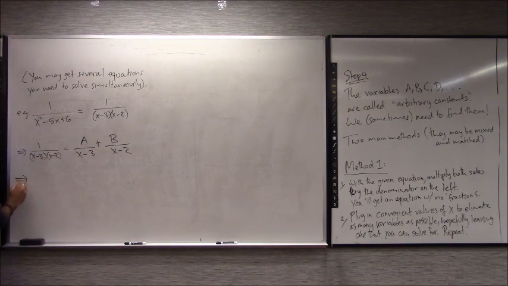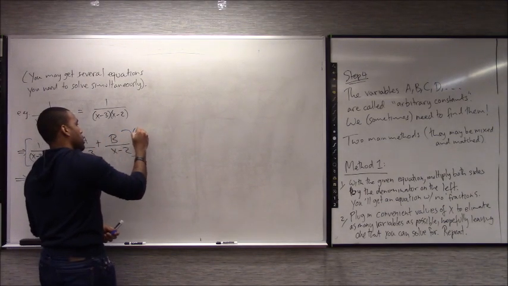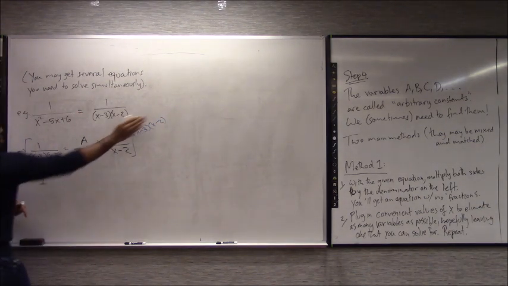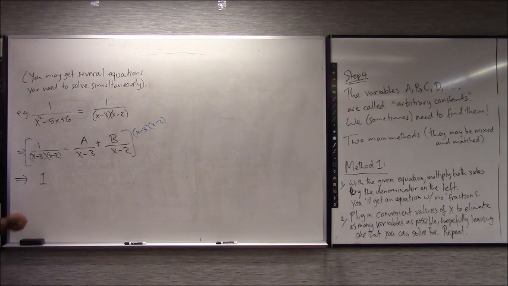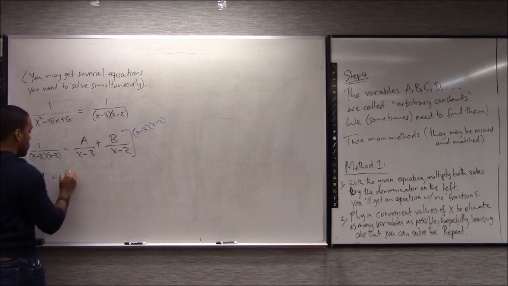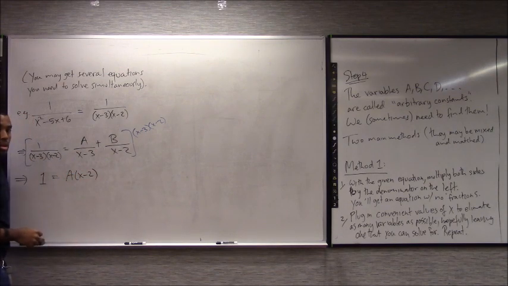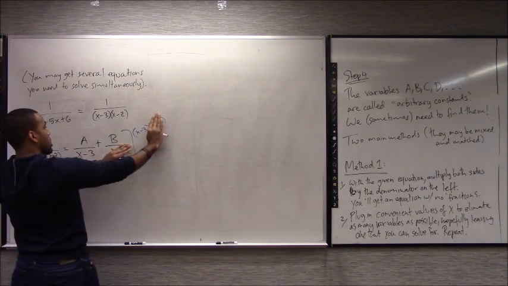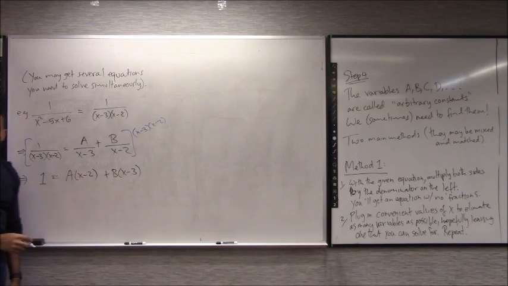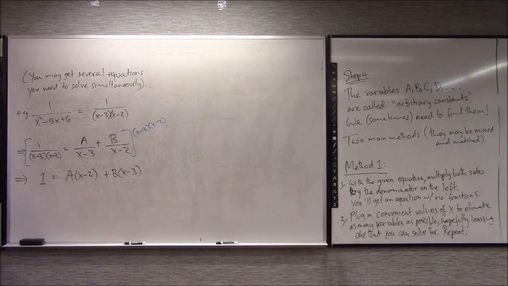The next thing I'm going to do is multiply both sides by the denominator over here. So I'm going to take this entire equation and multiply by x minus 3 times x minus 2. On this side, this cancels that entire denominator. On the right side, the x minus 3's are going to cancel, and I'll be left over with the x minus 2. For this term, the x minus 2's are going to cancel, and I'm going to be left over with the x minus 3. Now I have an equation where there are no fractions.